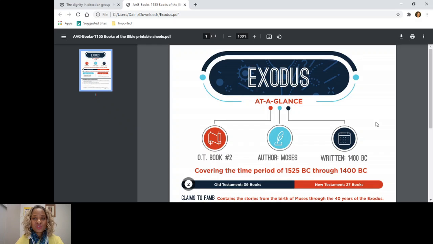So it's a great resource to be able to use when you are teaching Sunday school classes or you are edifying your body to get ready for a sermon, or you want to have a leadership workshop to make sure that your ministers are well equipped with the knowledge and the context of each of the books. All right, so let's get started by looking at Exodus at a glance.